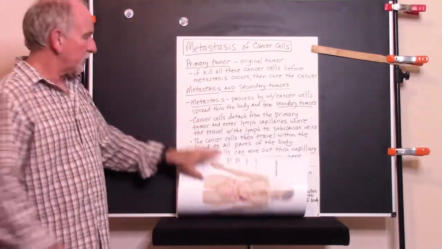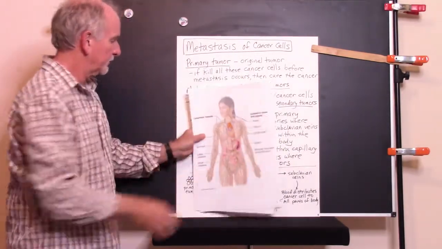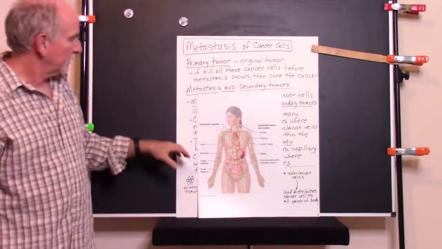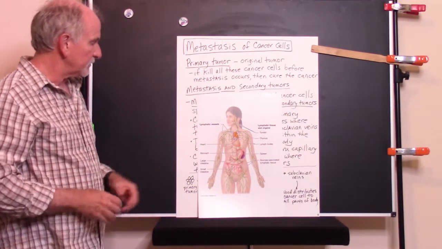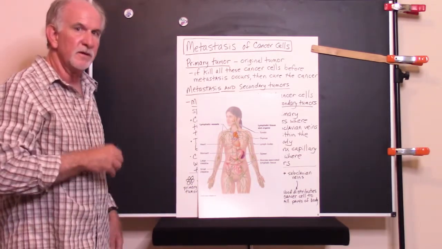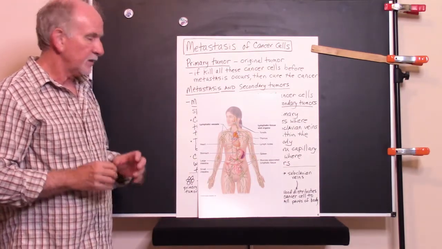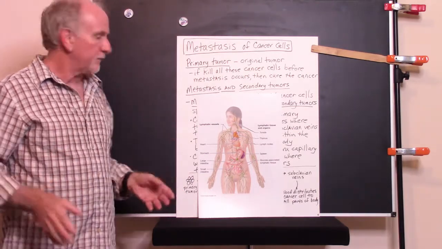So I've got a couple illustrations here that show the lymphatic system. So this would be a distribution of lymph vessels, and the swellings that you see along the vessel walls would be lymph nodes. And the lymph vessels are distributed throughout the body.